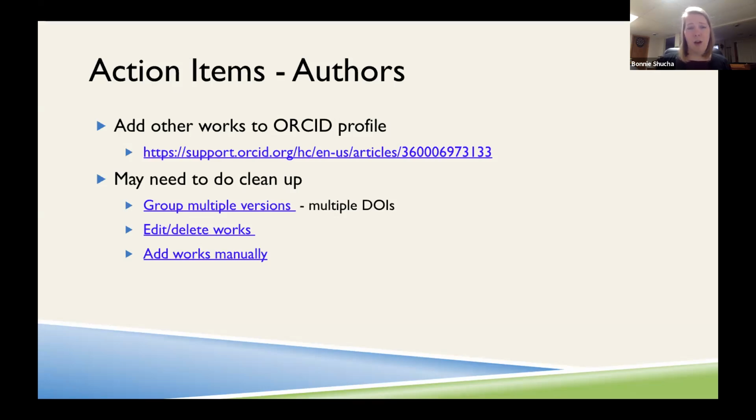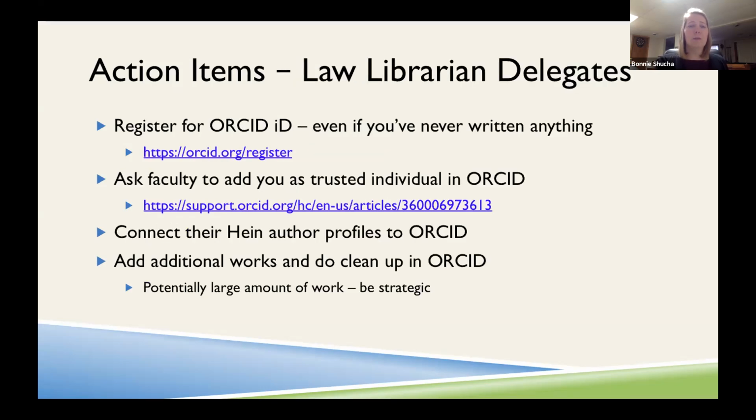And frankly, some of our authors probably are just not going to know how, or they just don't have the time. So that means that I think this is where the law librarian delegates come in, right? So librarians can now, as trusted individuals, help faculty work through beefing up and curating their ORCID ID profiles. So I think the first step there would be for the law librarian to create an ORCID ID for themselves. So even if they've never actually written anything, you're going to need an ORCID ID for yourself to be able to become a trusted individual.